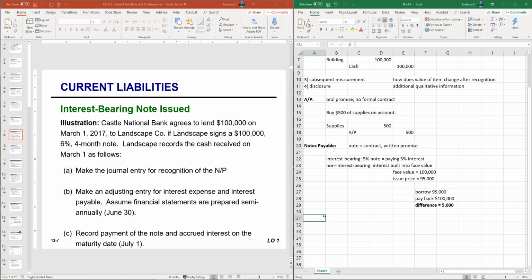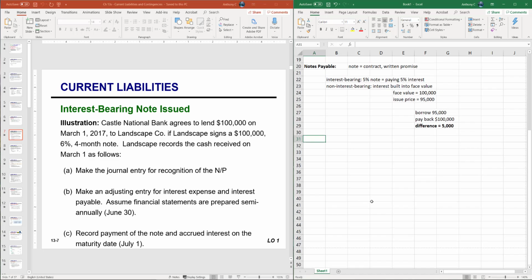Again, hopefully this should be a review for you from principles or intermediate accounting. So let's see, National Bank agrees to lend $100,000 on March 1st to Landscape Company if Landscape signs a $100,000 6% 4-month note. Landscape records the cash received on March 1st as follows. First we'll make the entry for the recognition of notes payable.